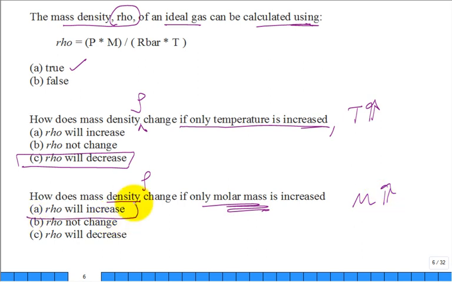It will increase. Likewise, if this would have been decrease, it would have been decrease. It's proportional, isn't it? Okay. So this is another concept.